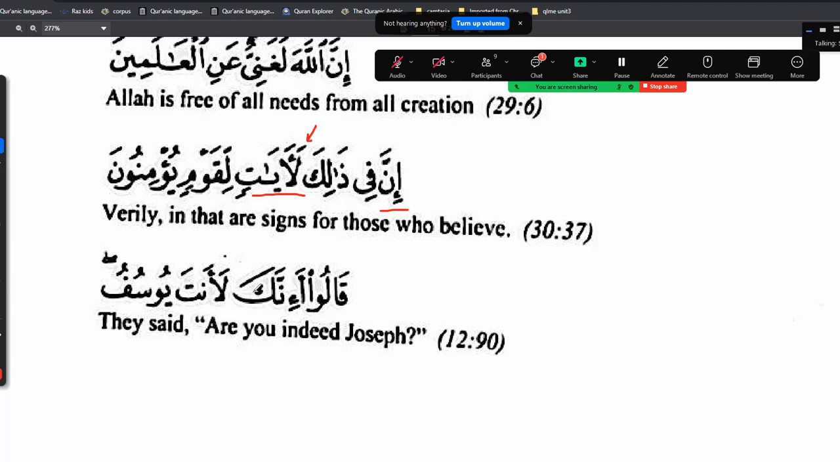قالوا أئنك لأنت يوسف. That is a pronoun, and we have inna, right? They said, are you surely really indeed Yusuf? So we have inna as an emphasis, and we also have the lam of emphasis, and it's coming with a pronoun, anta Yusuf, right? So Alhamdulillah, we are done with today's lesson.